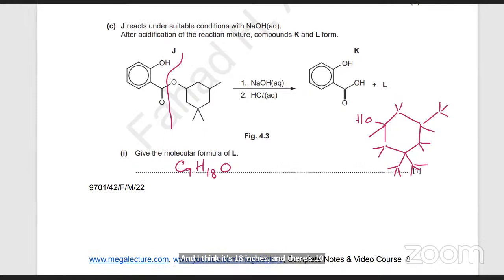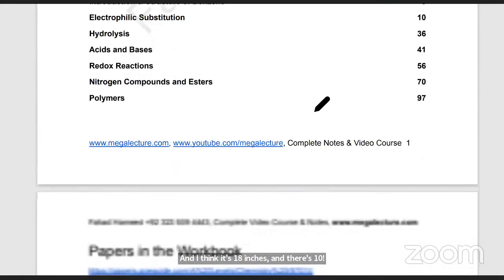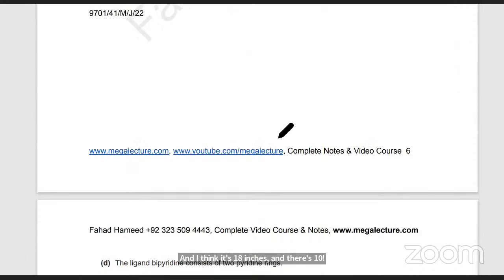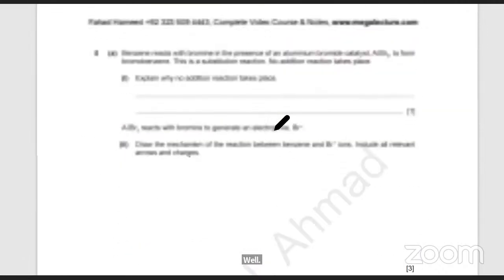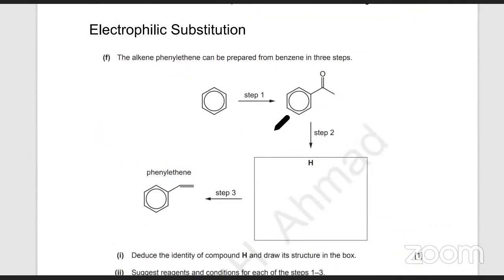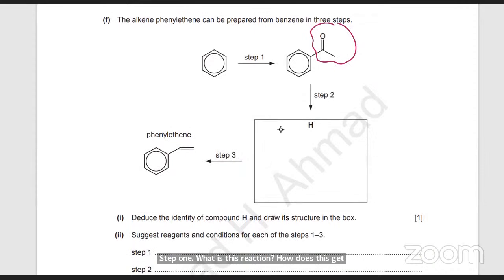So I'm going to move on to electrophilic substitution, page 10. Questions are mostly revolving around electrophilic substitutions. Step one, what is this reaction? How does this get attached to it? Alkylation? No, it's acylation.